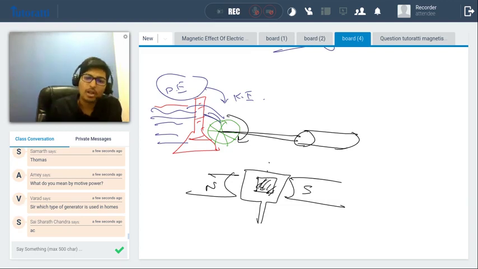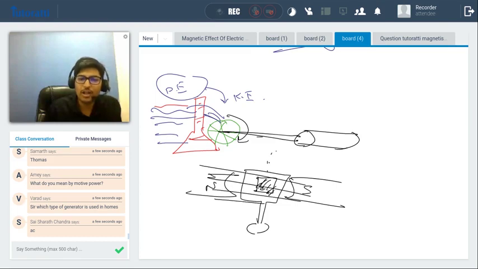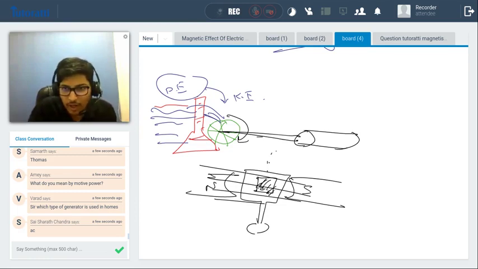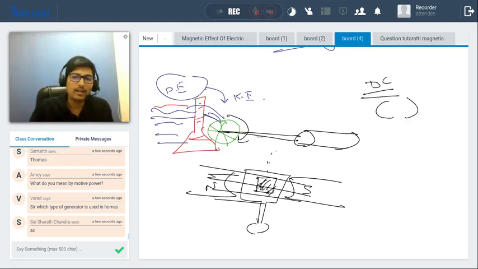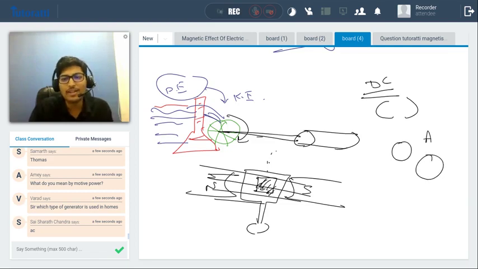This axle. Now, what does electromagnetic induction say? That as this conductor rotates inside this magnetic field, it will generate electric current. This is basically called a generator, right? If it has a split ring, that's a DC generator, because DC is direct current. And if it has full rings, then that's an AC generator.